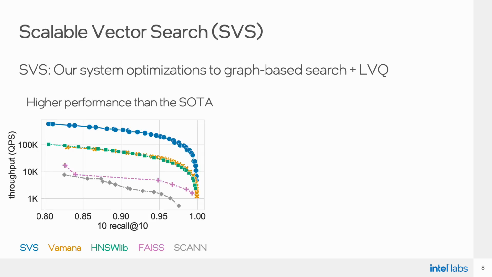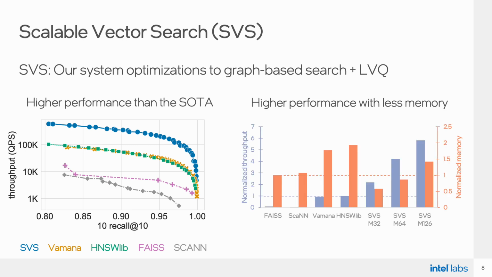In the plot, we show search accuracy on the horizontal axis and search throughput on the vertical axis for a standard dataset with 96 dimensions and 1 billion vectors. Notice the logarithmic scale in the vertical axis that highlights the performance difference. In the right plot, we show normalized throughput and memory at ISO accuracy for different configurations of SVS, which have a maximum out degree of 32, 64, and 126.